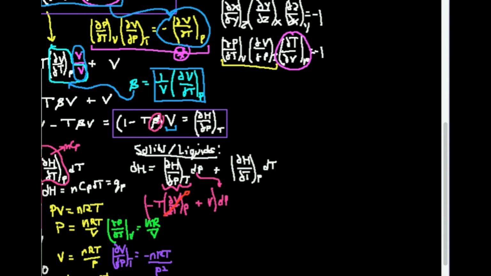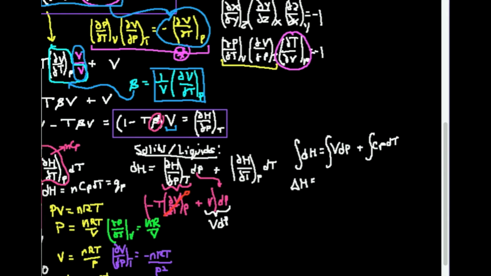And so what that means ultimately is that we're only concerned about this, and that's just V dP. If I want to figure out what dH is for a solid or liquid, this partial of H with respect to P at constant T, dP, just becomes V dP. And then I'm going to add on this term, and we already know that that's Cp dT.